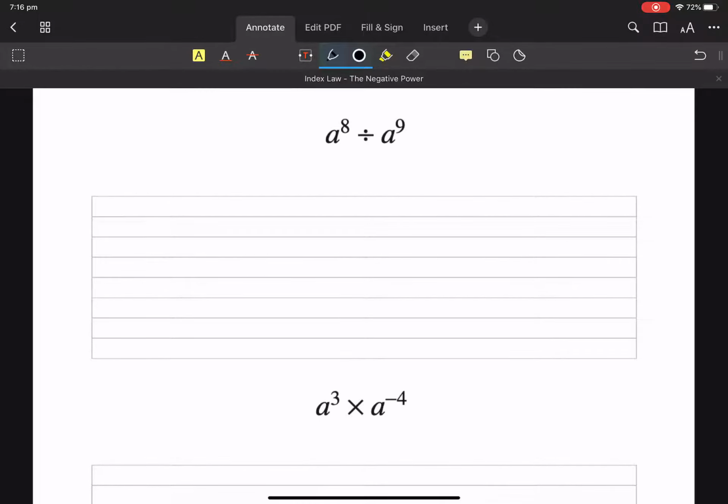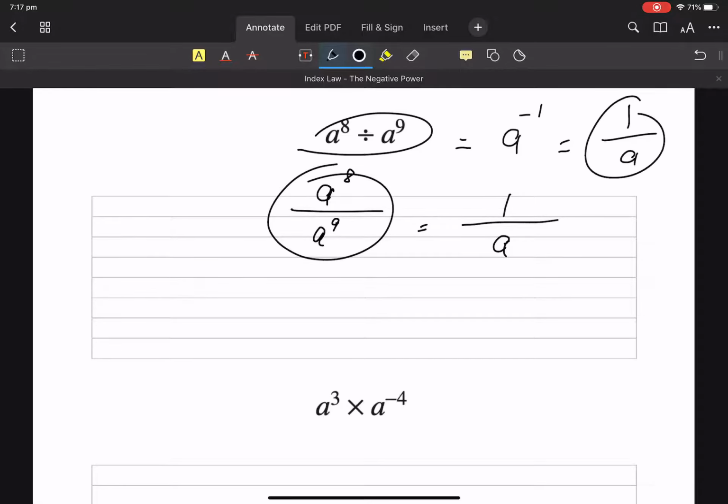Remember when we divide like bases, we subtract. What's 8 minus 9? 8 minus 9 is minus 1, and it's a negative power, so that's 1 over a. You can remember that I don't like negatives in your books. So you would have gone a to the 8 on a to the 9. How many a's are on top? There's 8 on the top and 9 on the bottom. There's 1 left over and it's on the bottom. So no matter which way we go, we're still going to get the same answer, 1 on a.